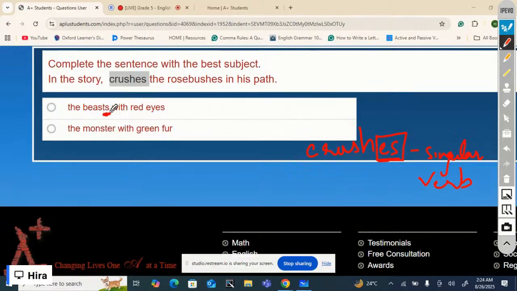Well, the beasts is plural. The monster is one, just one, singular. So, if the verb is singular, ending in es, look for the subject that is singular. So the verb and the subject agree. Now, this one: the monster with green fur crushes the rose bushes in his path. The monster is a singular subject.